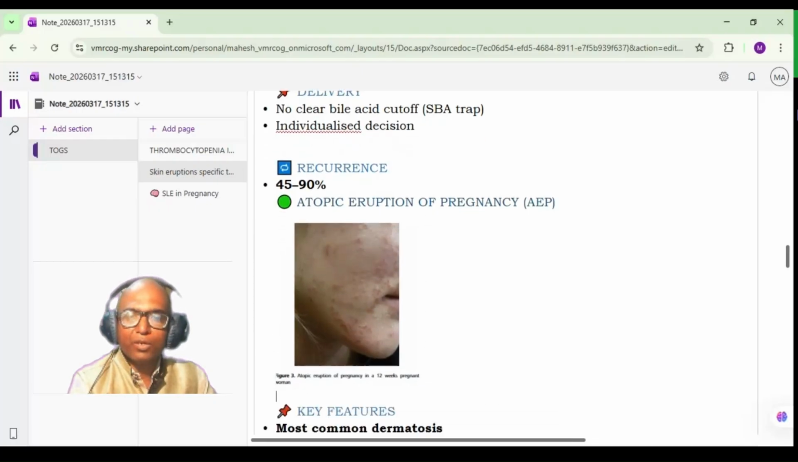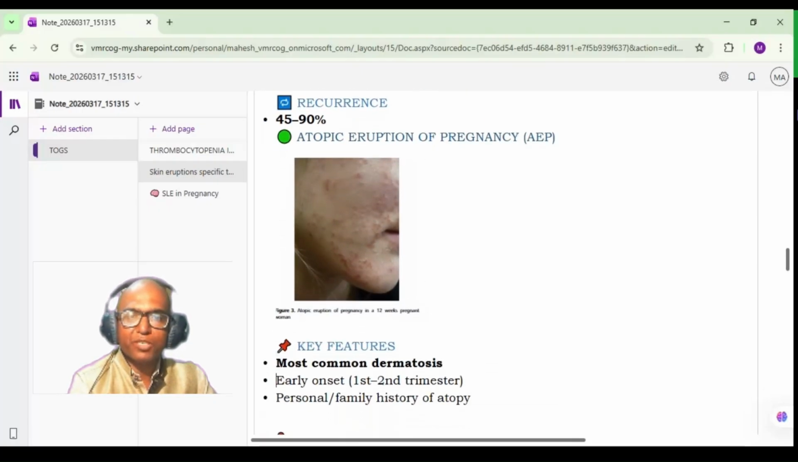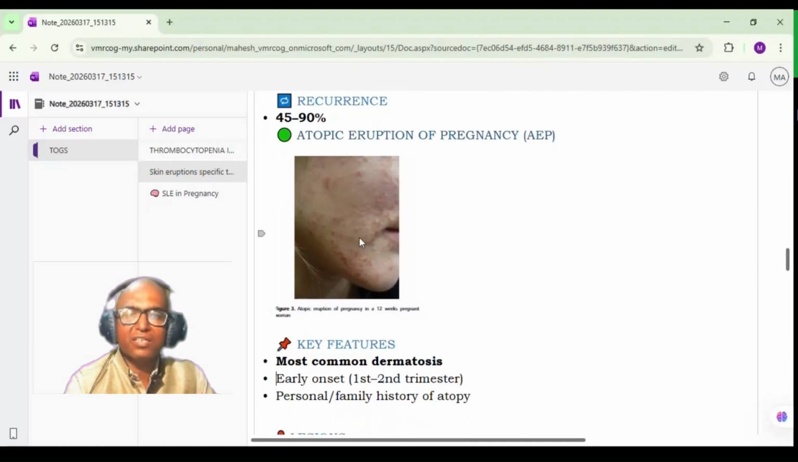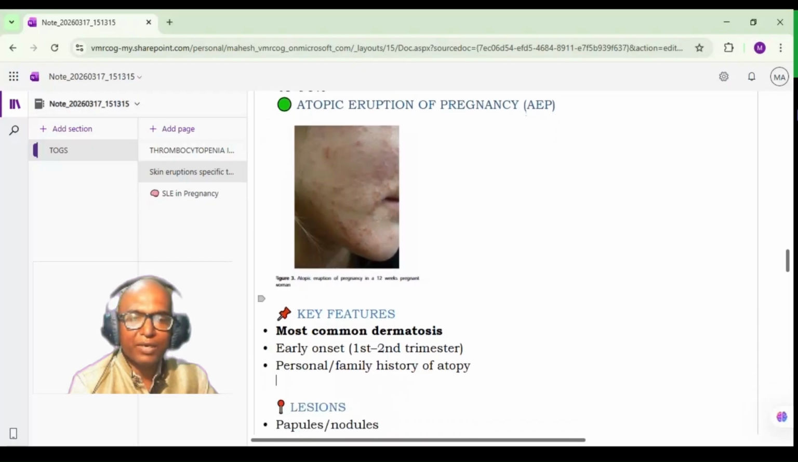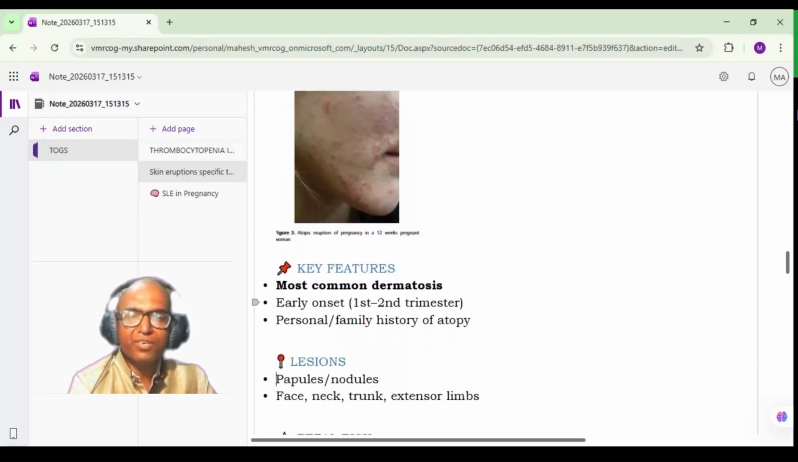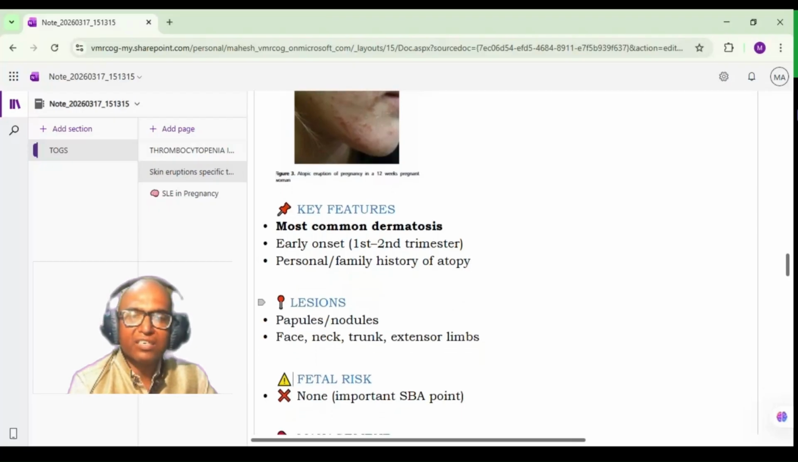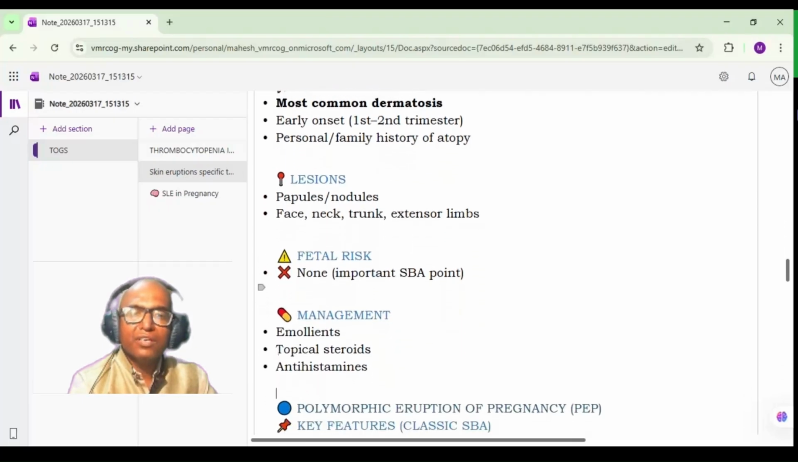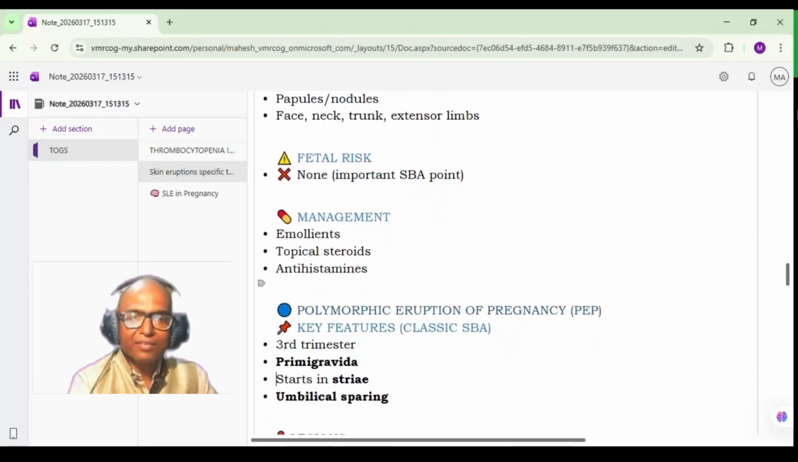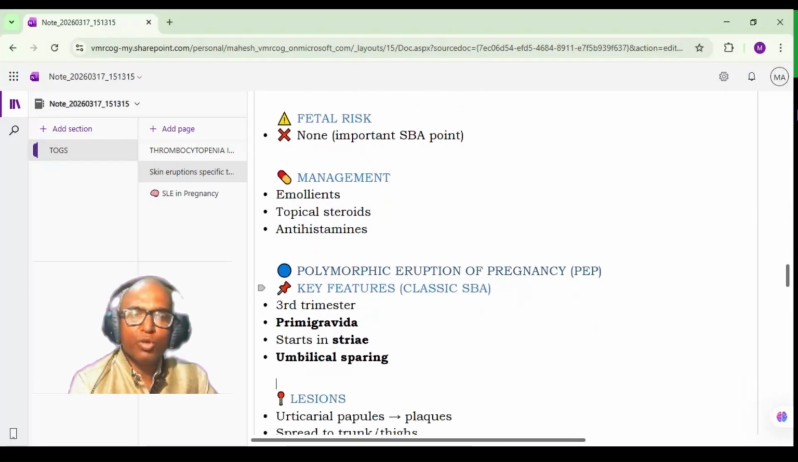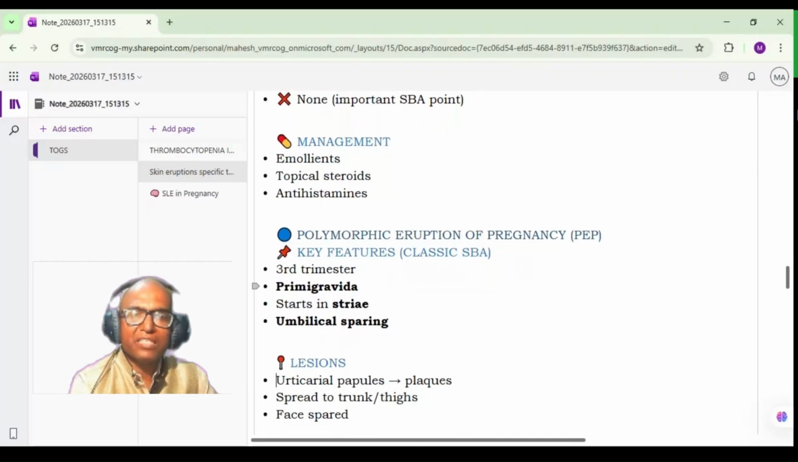Okay, atopic eruption. The next one is atopic eruption of pregnancy. The look is like this. This is the image which is given in the talk article. It is the most common dermatosis. Early onset, generally in the first and second trimester, this is seen. There may be a personal or family history of atopy. The lesions are in the form of papules or nodules affecting the face, neck, trunk, and extensor limbs. Fetal risk is not there. Management is by application of emollients, topical steroids, and antihistaminics.